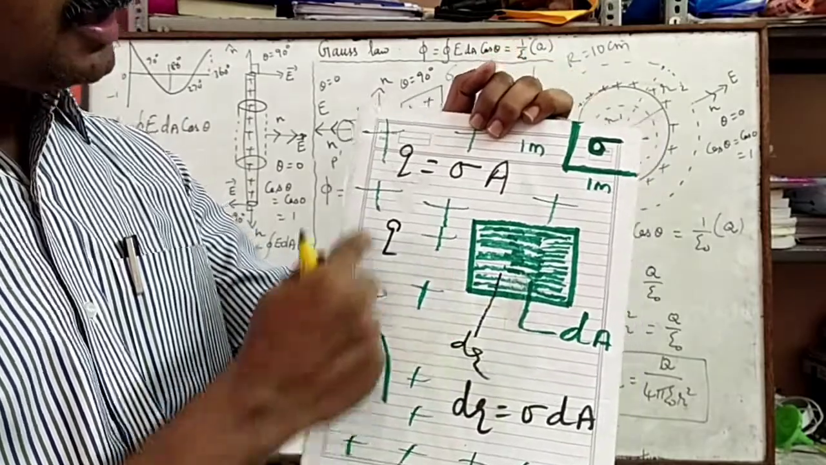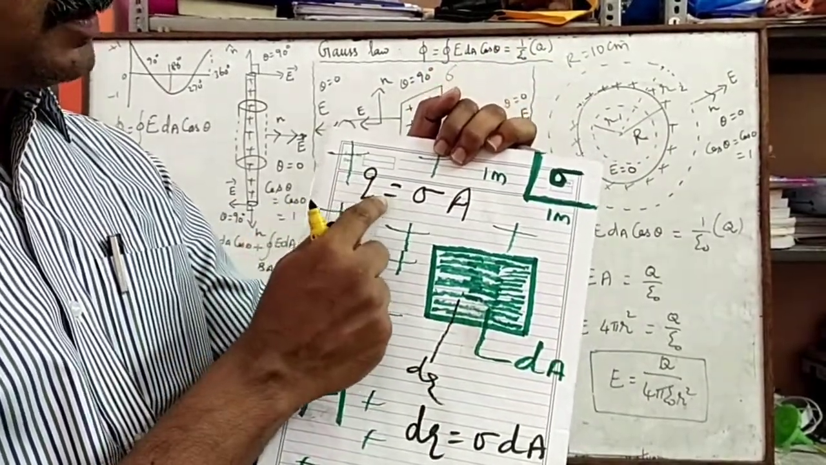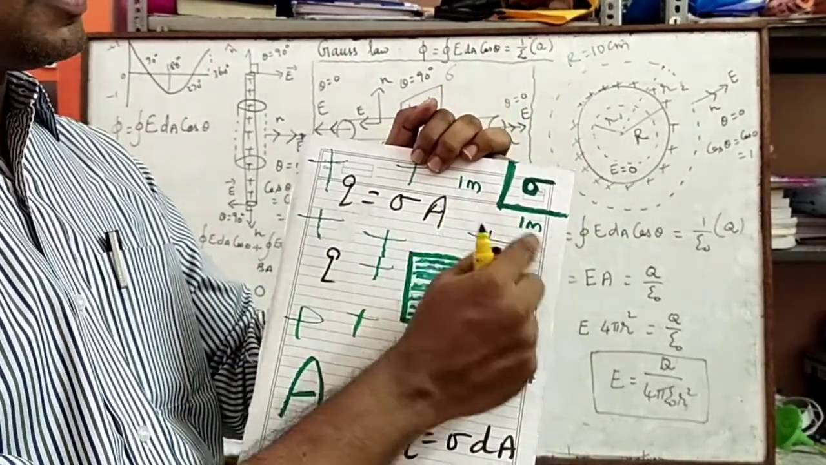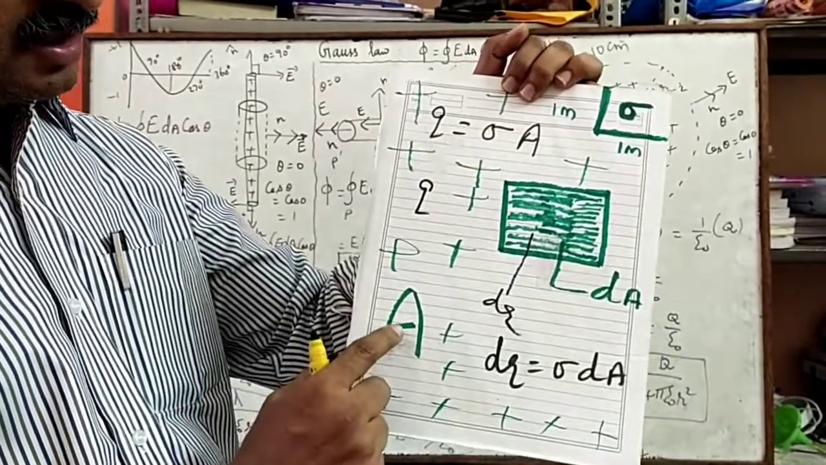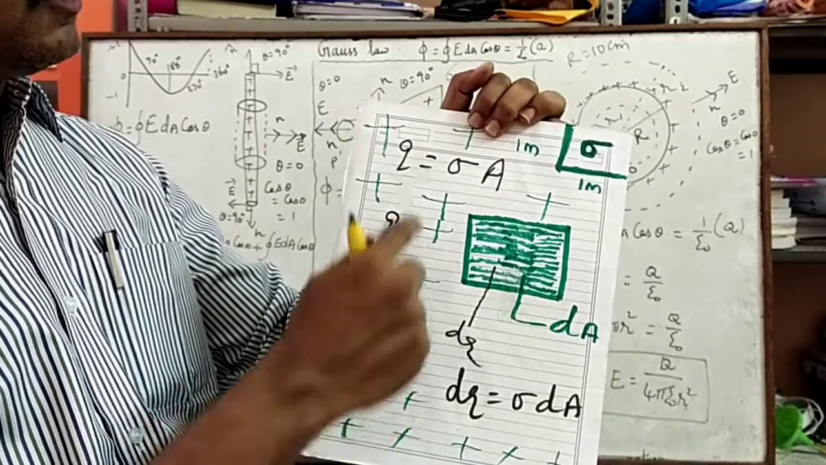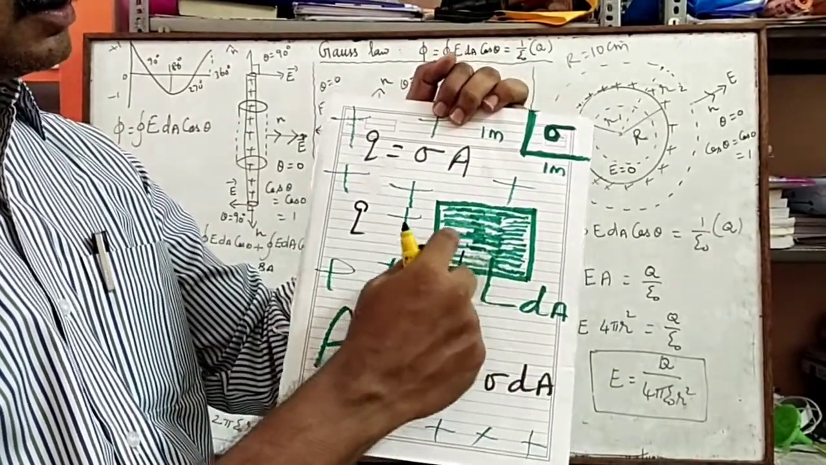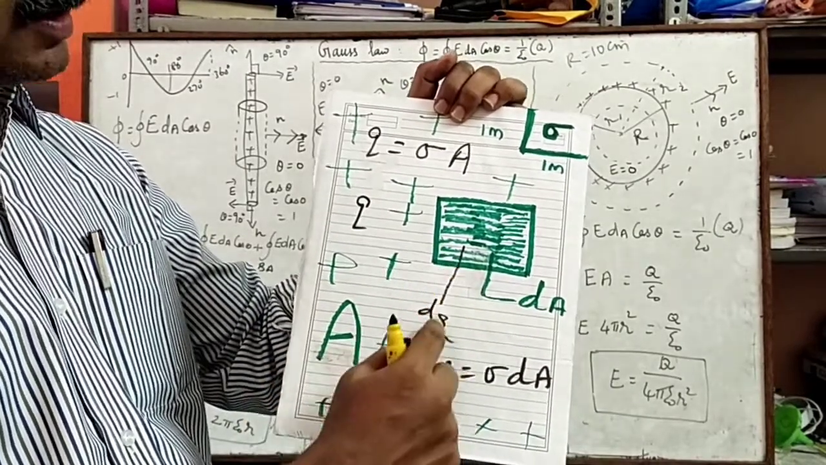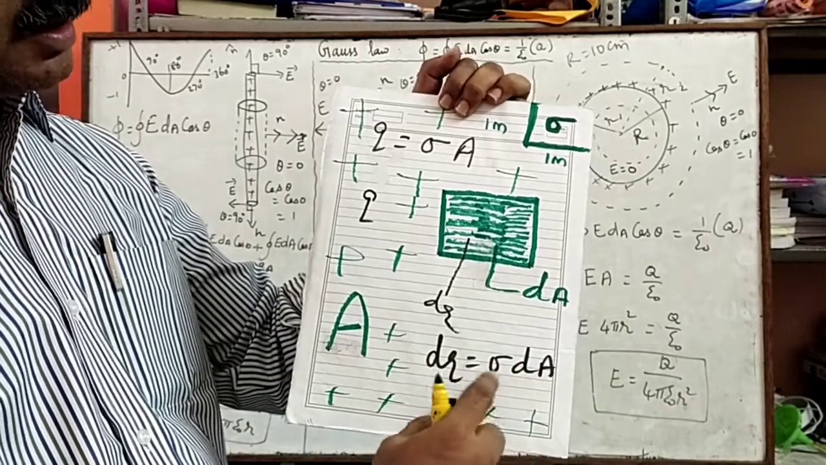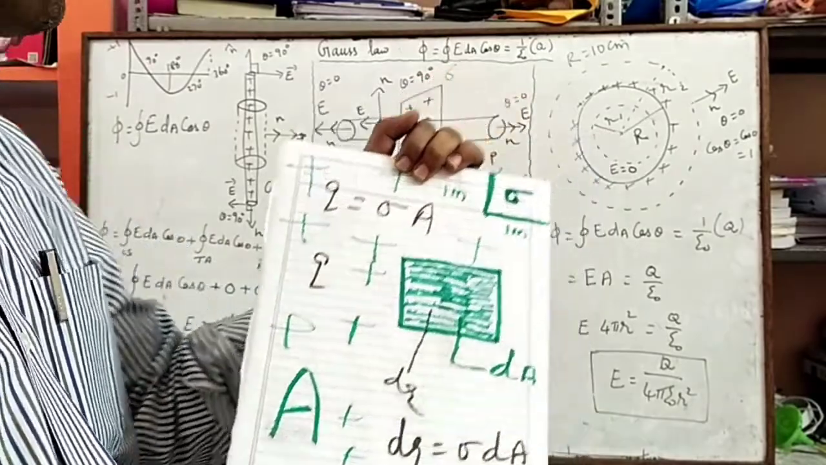If A is the total area of the plate, then total charge will be equal to sigma into A. In 1 meter square area, sigma charges are there. Total area is A, then total charge will be equal to sigma into A. That will give us total charge. dA is a small area within this total area. dQ is the charge present here. Then dQ is equal to sigma into dA. Sigma is constant, that is charge density, charge per unit area.